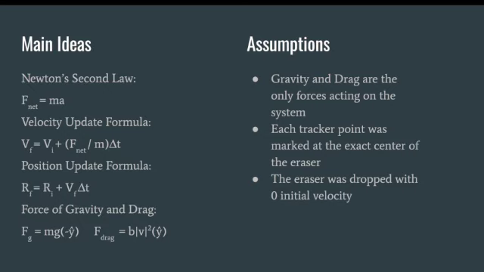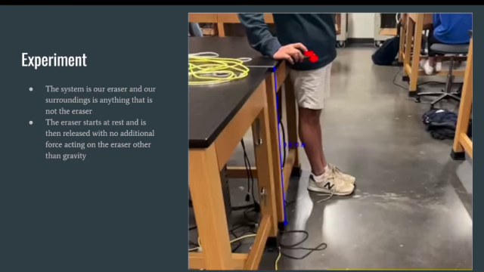For our graph data, we assumed that each point in Tracker was perfectly placed in the center of the eraser, and that the eraser was dropped with a perfect zero velocity. For our experiment, we declared the eraser to be our system, and everything else to be the surroundings, such as the earth and air. For our procedure, we held the eraser above the ground, then dropped it, filming the drop for the data which we put into Tracker.